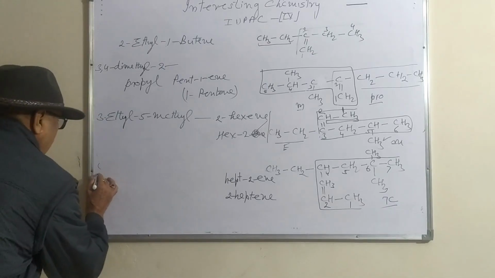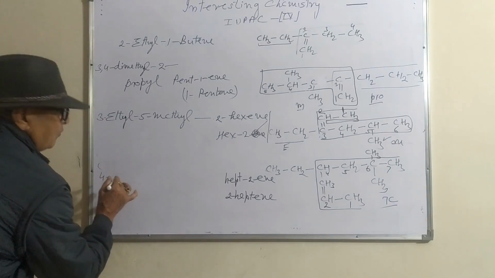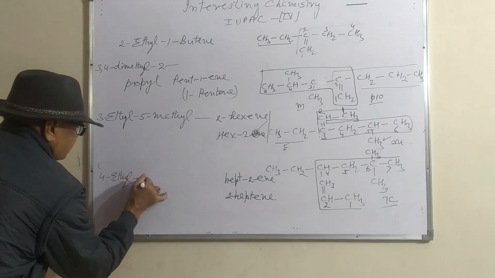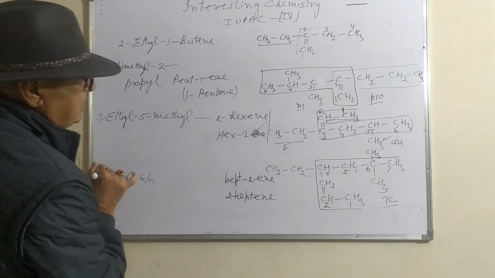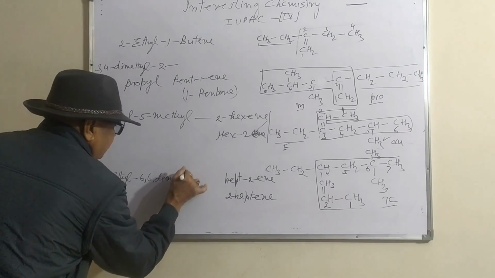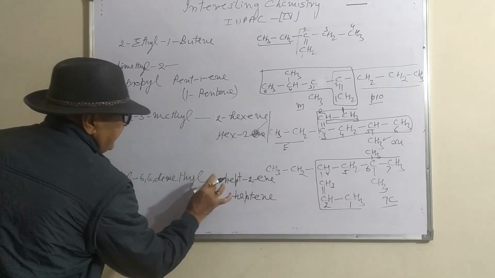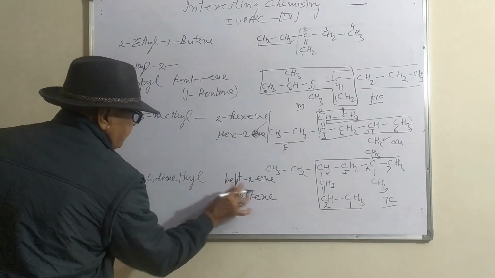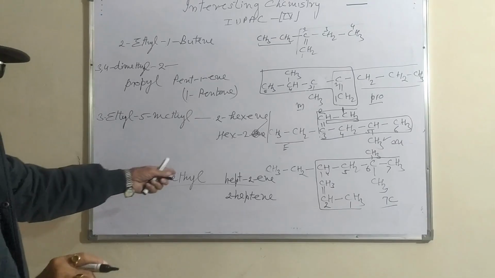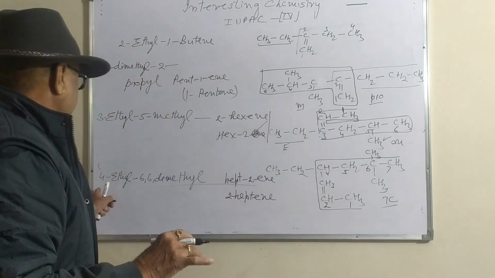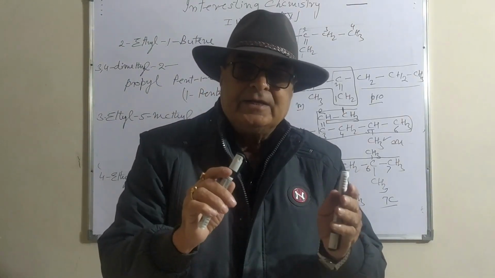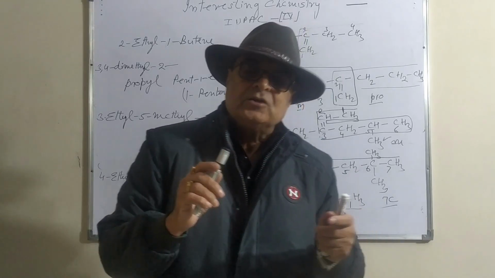So the name of the compound will be 4-ethyl, 6,6-dimethyl, hept-2-ene. This will be the name of this compound. So in this way, if you find any structure of an alkene, you can write the name.